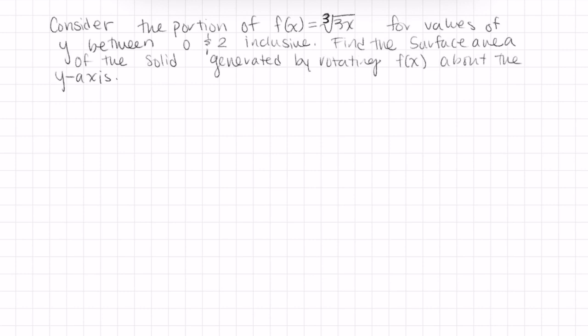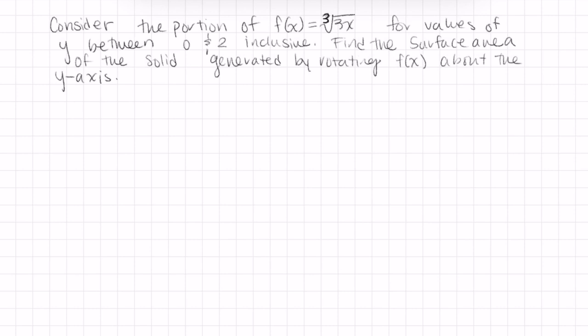So that's telling me that 0 is less than or equal to y is less than or equal to 2. Find the surface area of the solid generated by rotating f of x about the y-axis. So you might be looking at this thinking, what is going on? Our function is in terms of x, but we're given a limitation on this function that's in terms of y.